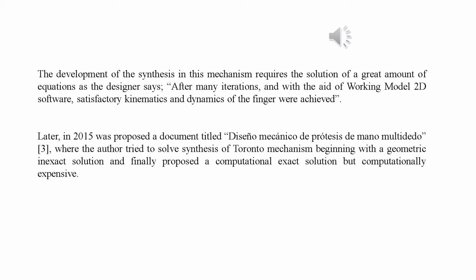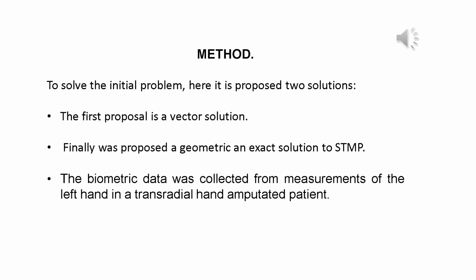Later, in 2015, a document entitled Diseño mecánico de prótesis de mano multidedo was proposed, where the author tried to solve the synthesis of the Toronto mechanism, beginning with a geometric inexact solution, and finally proposed a computational exact solution, but computationally expensive. To solve the initial problem, two solutions are proposed here.